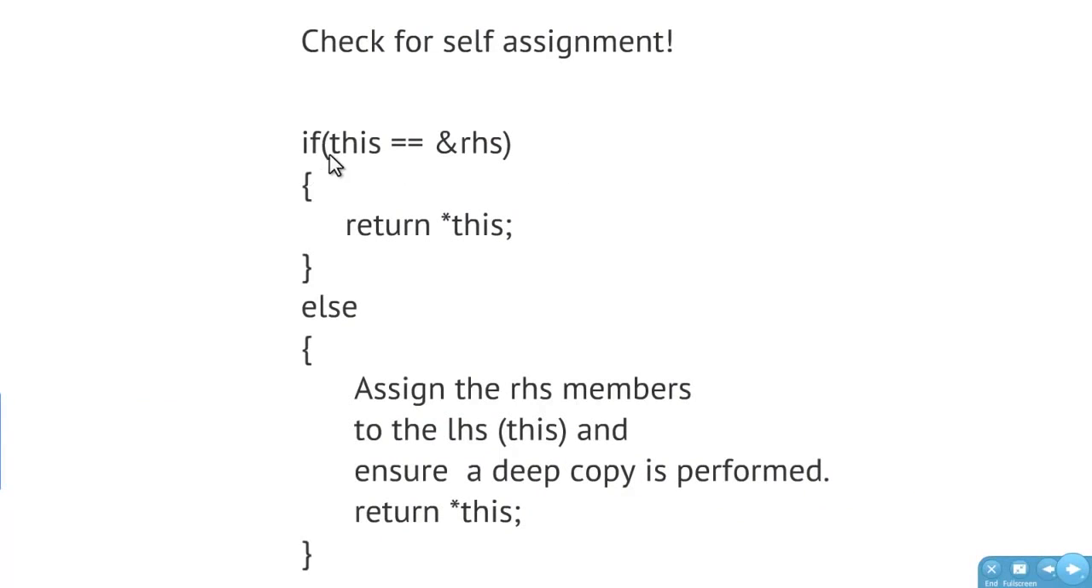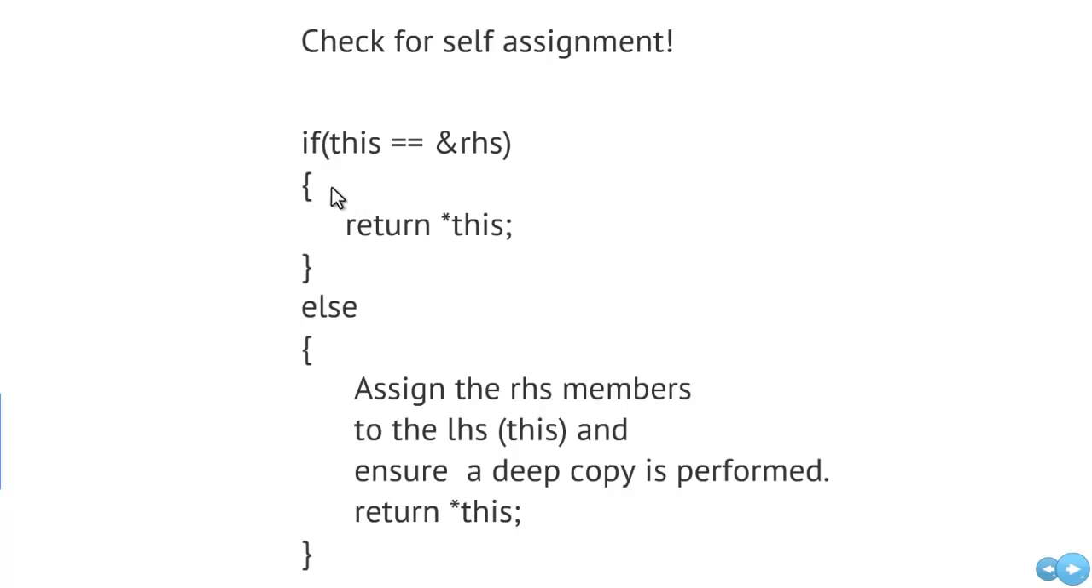So the way that we could go about doing that is you could do a test like this. If this, and remember that this is just referring to the calling object like X, is equal to the thing that we're referencing on the right-hand side. So if these two match in terms of their addresses, this is simply a pointer that holds an address, and this here would be specifying the particular address of whatever we have on the right-hand side.